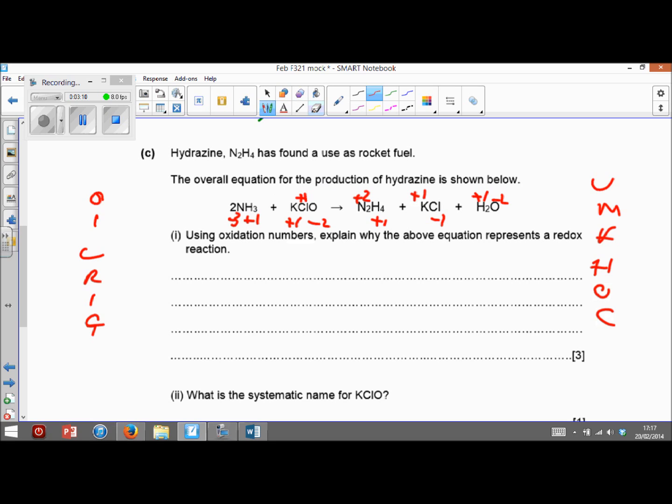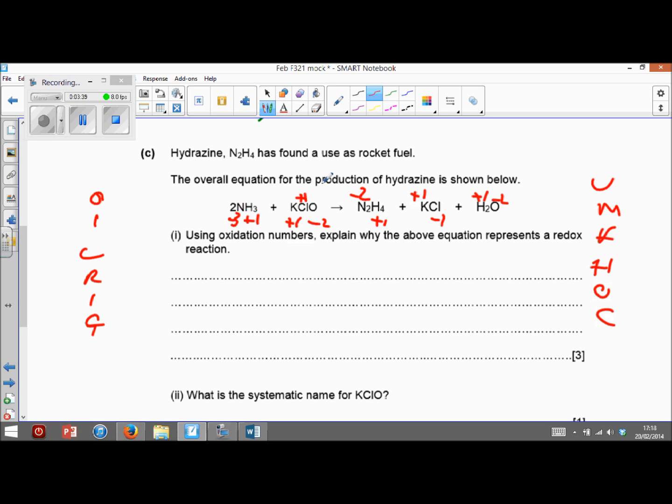So now have a look and see what's changed. Nitrogen here is -3, and it's gone to, sorry, -2 over here. Yeah, it's gone to -2, not +2. My mistake. -2. Yeah, careful of that. See, even I made a mistake then. Make sure you correct it.